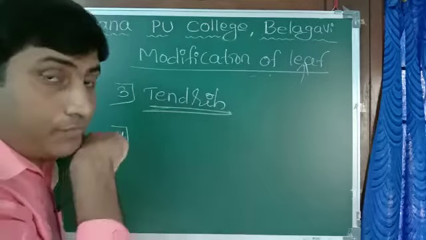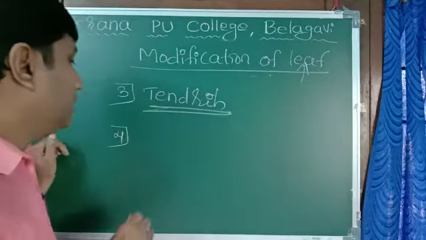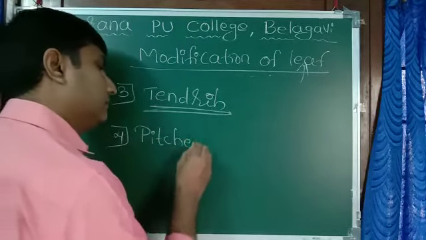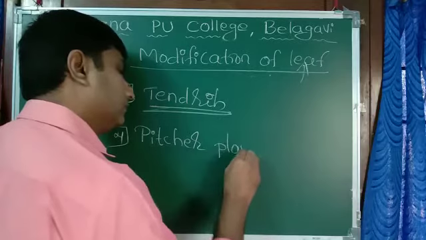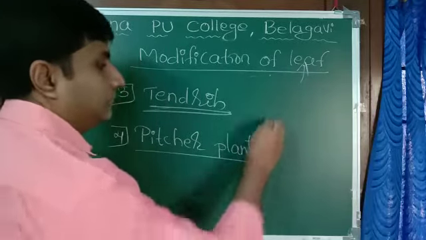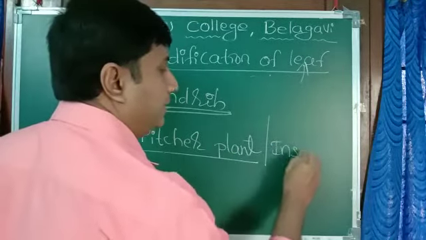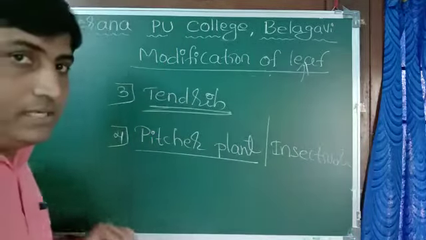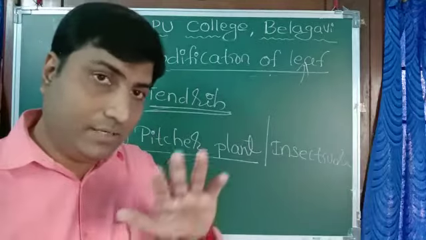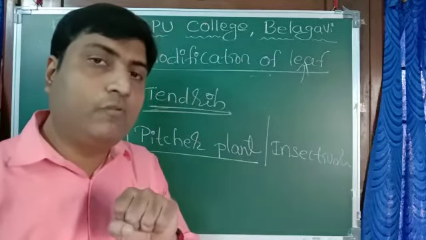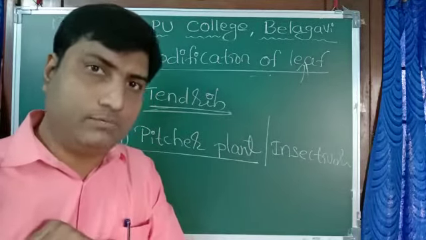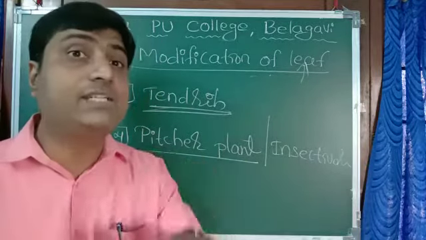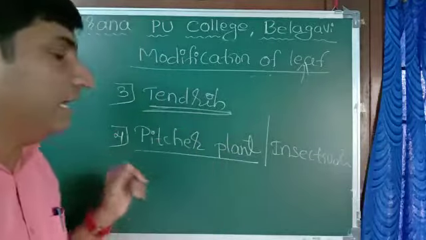In case of some of the insectivorous plants like pitcher plant, one of the insectivorous plants. What are insectivorous plants? Plants which consume insects to fulfill the necessity of nitrogen to their body. So these plants generally grow in such areas where there is scarcity of nitrogen. In that area they need nitrogen.